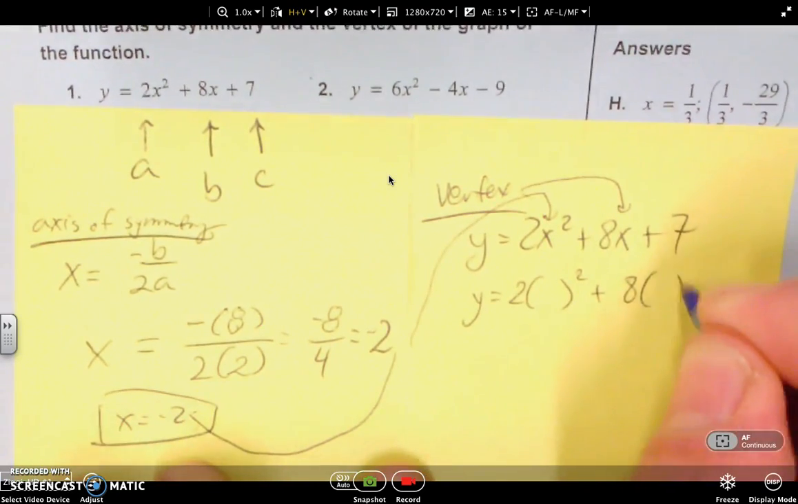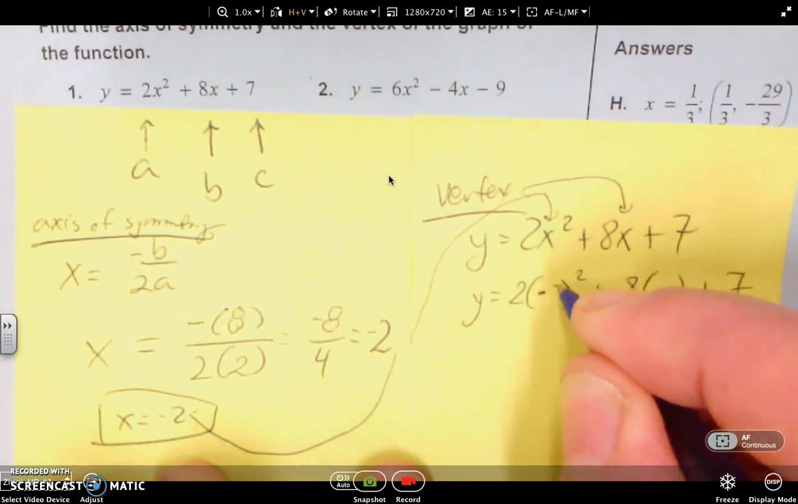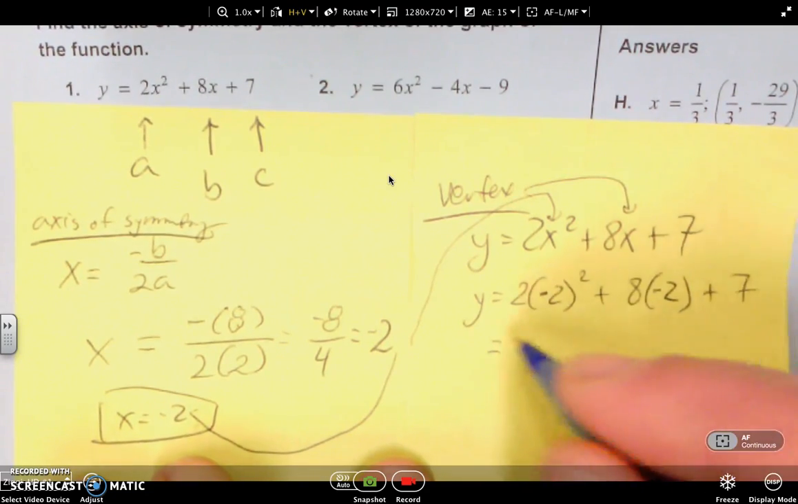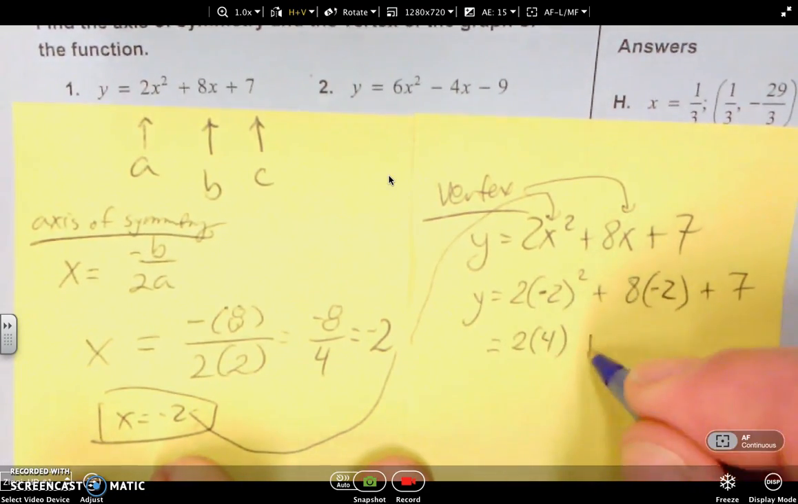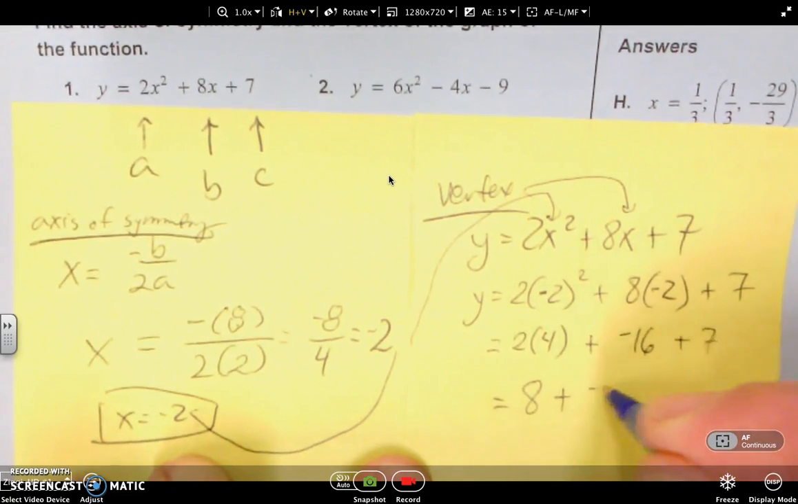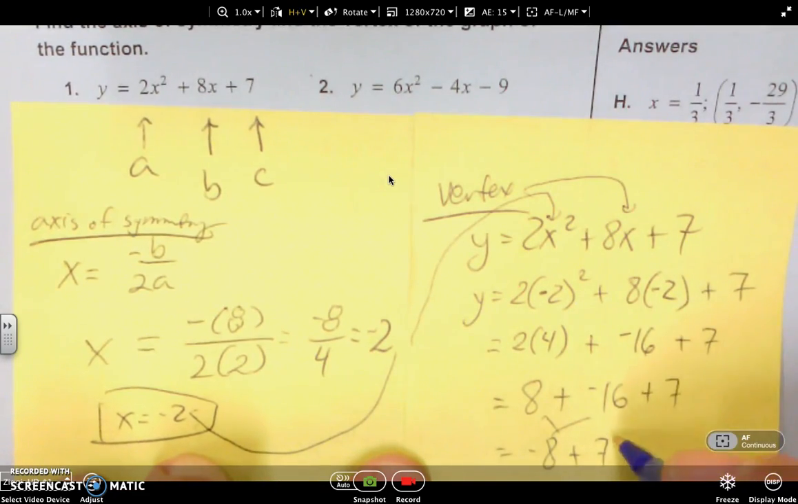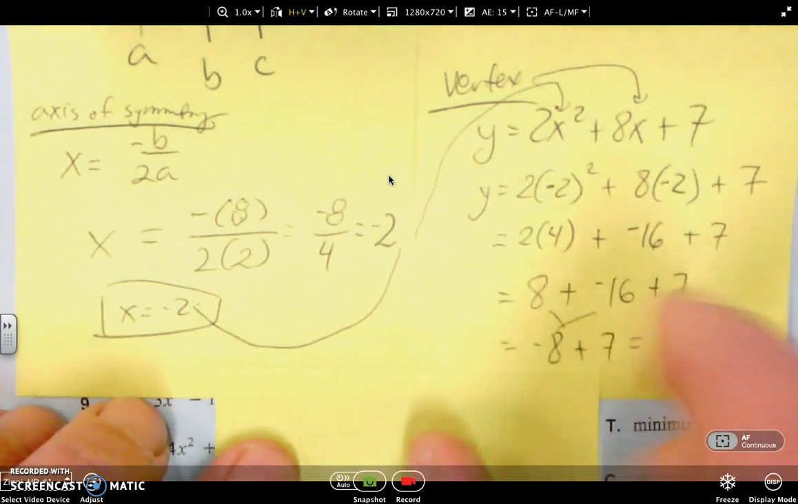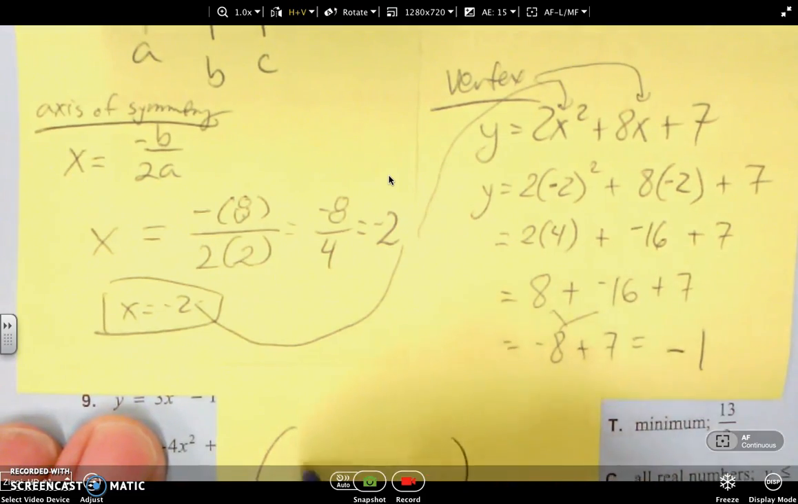Because of our negatives, I'm going to write everything with parentheses, and then go back and throw in the value of negative 2. From here, either use a calculator or just go step by step with order of operations. It's 2 times 4 plus a negative 16 plus 7, which is 8 plus negative 16 plus 7, which is negative 8 plus 7. Combine those and you get negative 1. So that's the y-coordinate of your vertex. Put both those together, and that's your vertex.